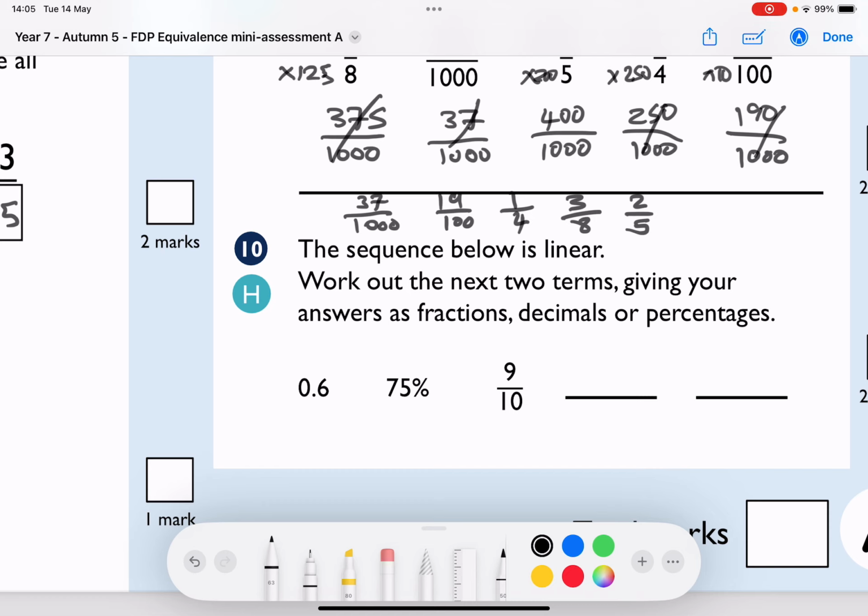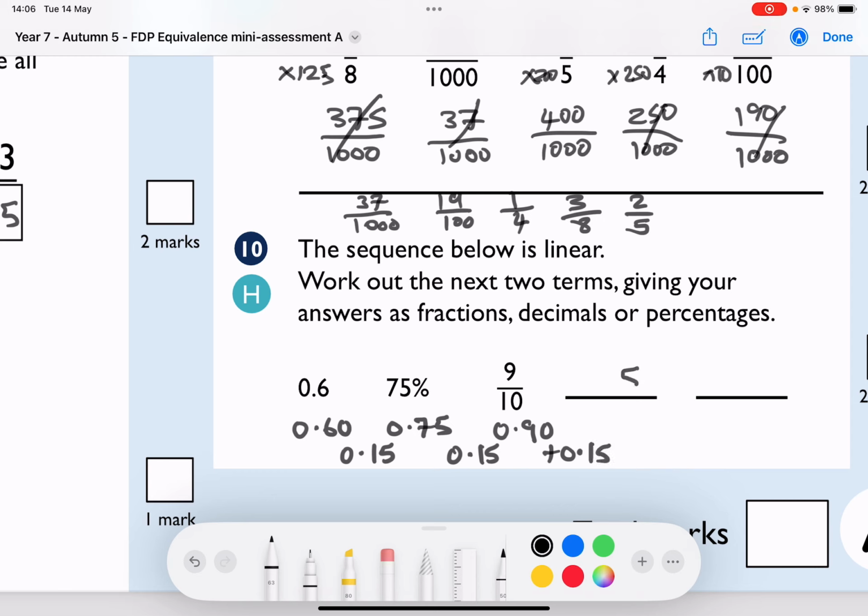For me, I'm going to call this one 0.60. I'm going to call this 0.75. I know that 9/10 is 0.9, so I'm going to make that into 0.90. And I've changed it to a decimal because what I'm adding is 0.15 each time. 0.15 each time. So if I add 0.15, make sure you get this right.